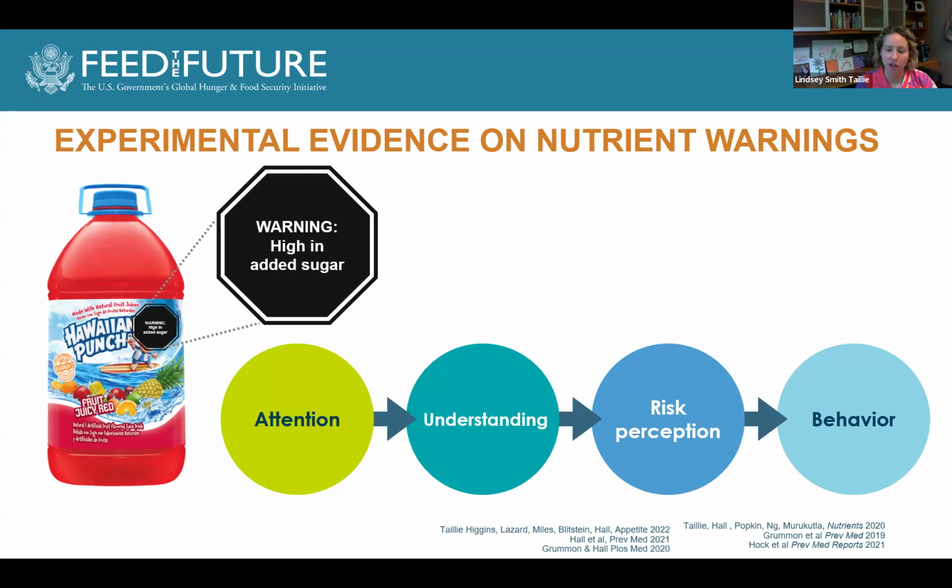And in our research, both in the field and in experiments, we found that these labels are uniquely well equipped to lead to behavior change because they grab people's attention. They stand out from the package. They get people to look at them. People understand them. We know that kids, people with low education levels, even people without language literacy in a particular language are able to understand the meaning of these labels. They increase people's perception of risk. So they know that the product is unhealthy, and then that leads to behavioral change. So wanting to shift away from products with these labels to products without.